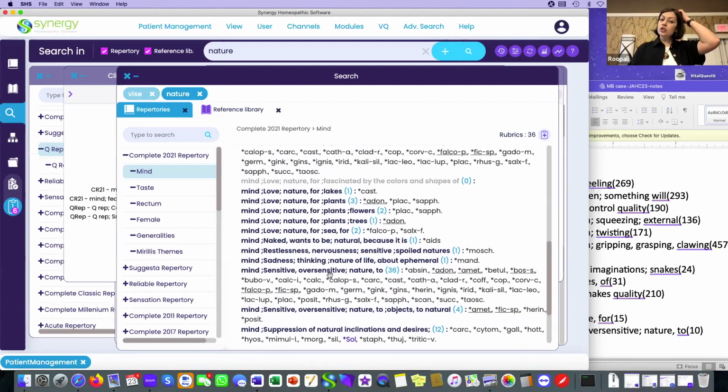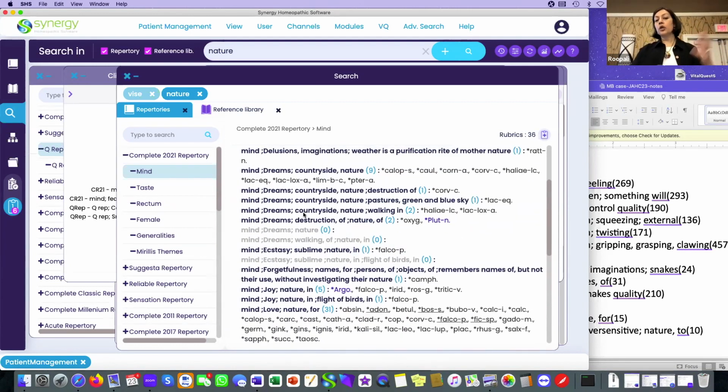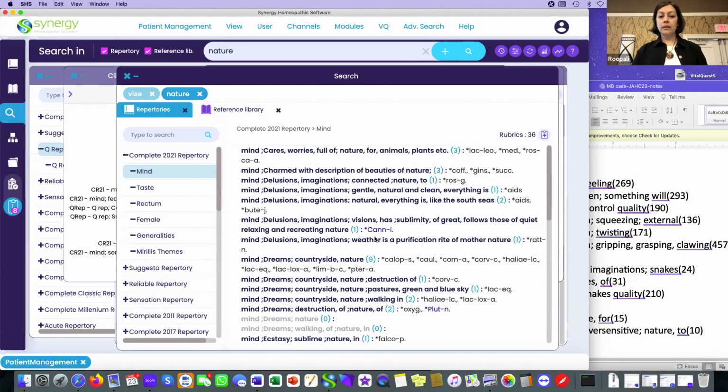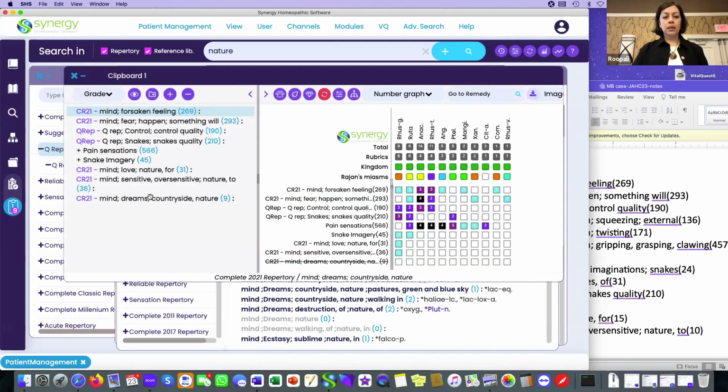I might even just put sensitive, oversensitive, love, nature 4, and dreams of nature into a combined rubric and add that. Actually, let's try that and see what that does. Dreams, she doesn't have that, but we generally tend to combine those. And so that's a very small rubric. So we can go in there and there's nothing coming up. We can take that out.